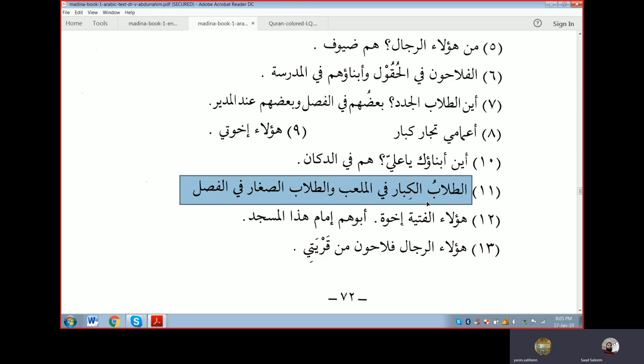Okay, I got it. So the big students are in the ground and the small students are in class. So when they say in the ground, it actually means the ground outside, that you walk on? Yes. Ground means playground, where we play games like football, cricket, basketball, hockey. Okay, now that makes sense. I get it now.